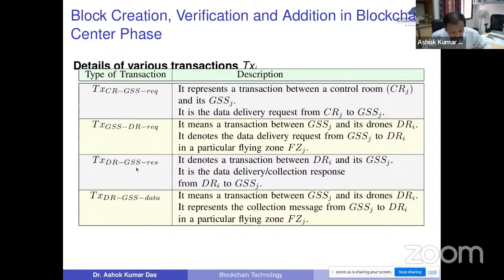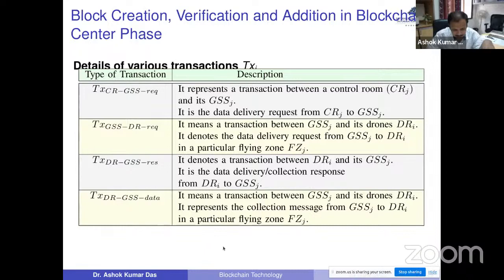Then we can have the drone GSS response. It denotes the transaction between the drone and GSS. It will be treated as the data delivery or collection response from the drone to the GSS. And finally, we can have the data that is captured by the drone, known as the transaction DR GSS data. This will be treated as a transaction between the GSS and drones, and it will be treated as the collection message from the drone to the GSS, all in a particular flying zone.